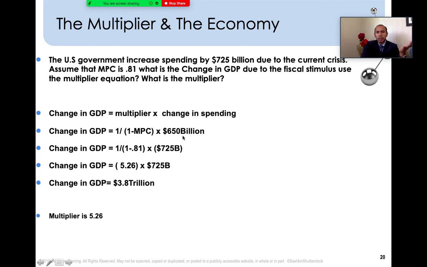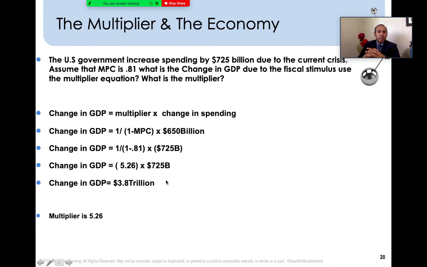So I don't know why this 650 billion is there, but here we have 725 billion times 1 over 1 minus 0.81. 1 minus 0.81, and that will give us 5.26. 5.26 times 725 billion, that will give us a change in GDP of approximately 3.8 trillion.